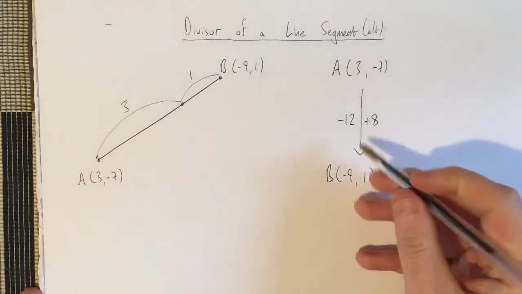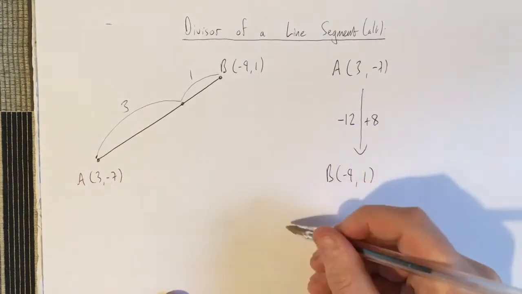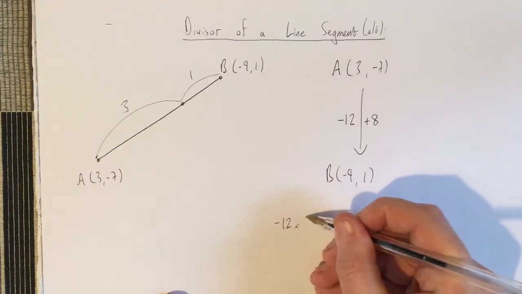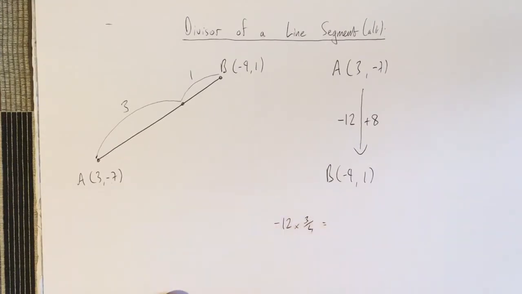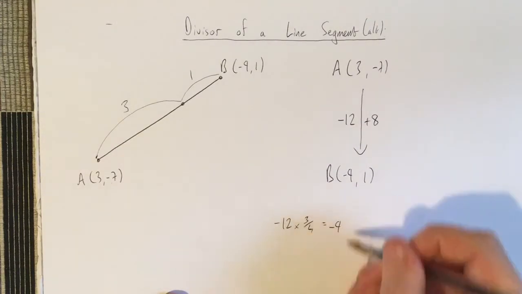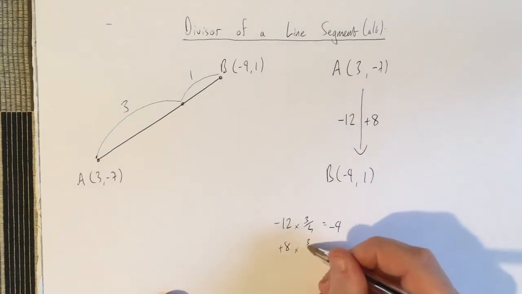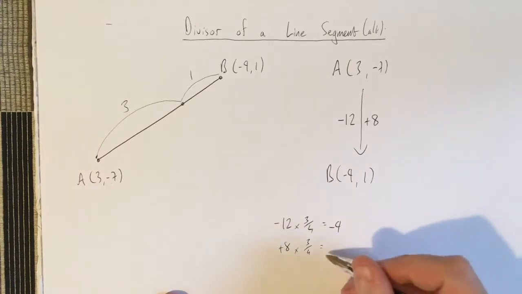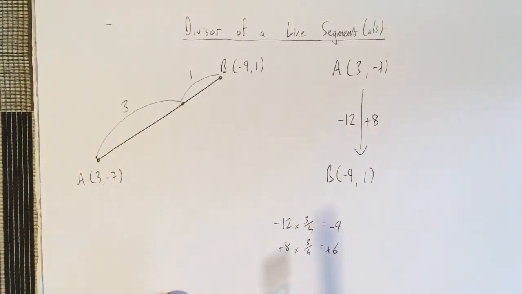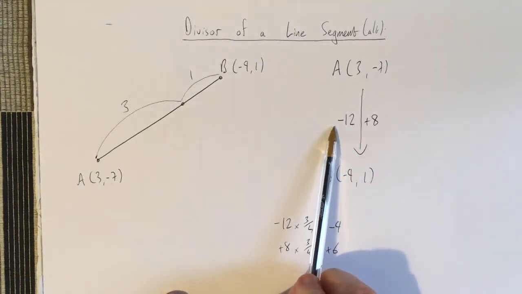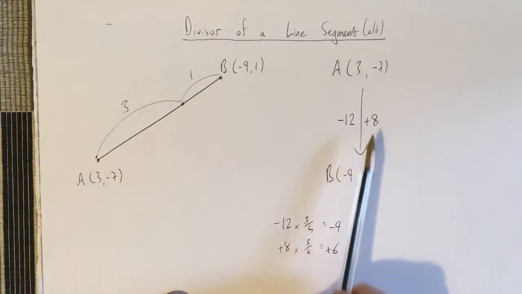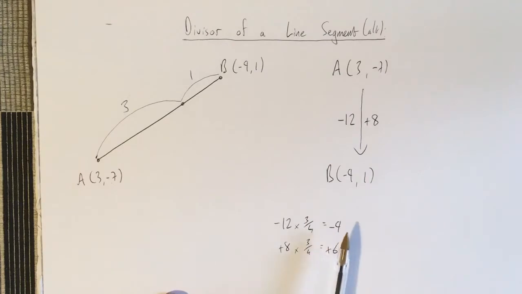All right, so what do I do with my translation? Well, -12 multiplied by 3/4 is -9, and +8 multiplied by 3/4 is +6. Okay, so the full translation is minus 12 from the x and plus 8 to the y. 3/4 of the translation is minus 9 from the x and plus 6 to the y.